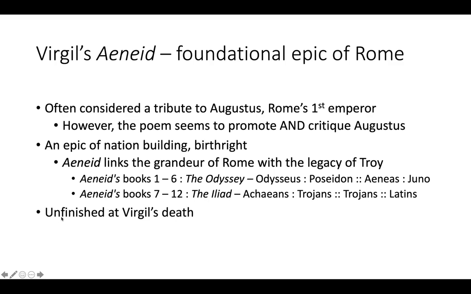Another thing to keep in mind is that the Aeneid was unfinished at Virgil's death. So we don't know exactly if this is how he wanted it to end. We'll talk about the ending of the Aeneid, which is rather interesting, but he never finished it. And it's an epic also intended mostly to be read. Latin is a really complicated language. It's not very conversational, although people did speak it. It's a language that was largely written, for official documentation.